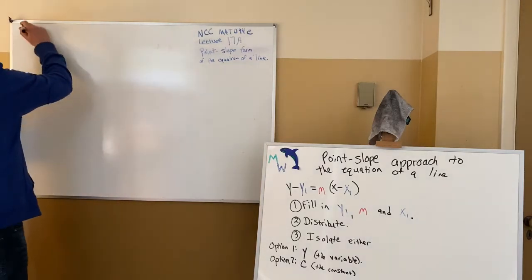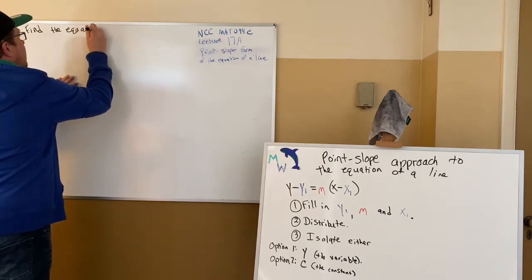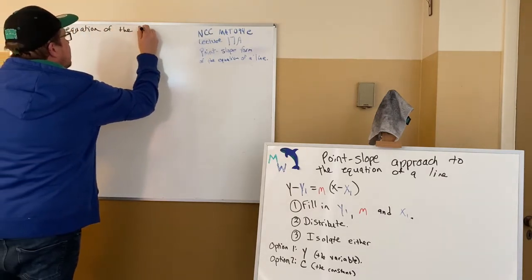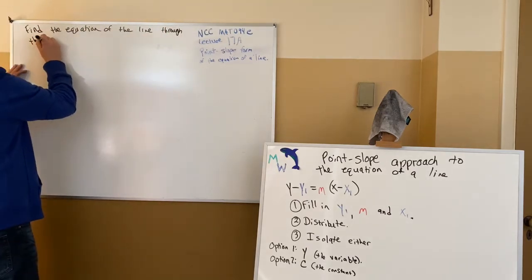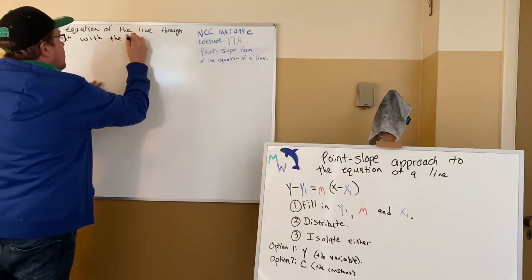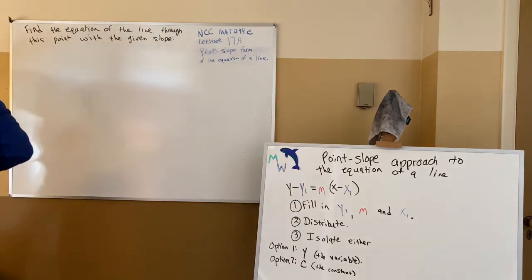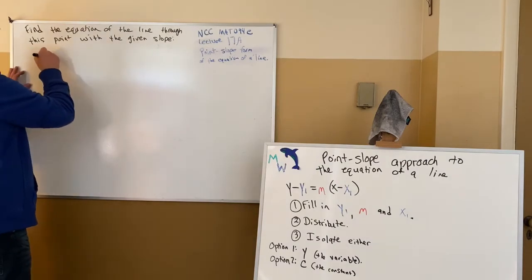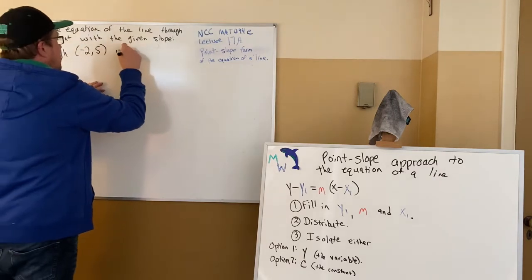We're going to say, find the equation of the line through this point with the given slope, or the known slope, right? And colon. The first one that we have is they want me to go through the point negative 2, 5 with a slope of 4.